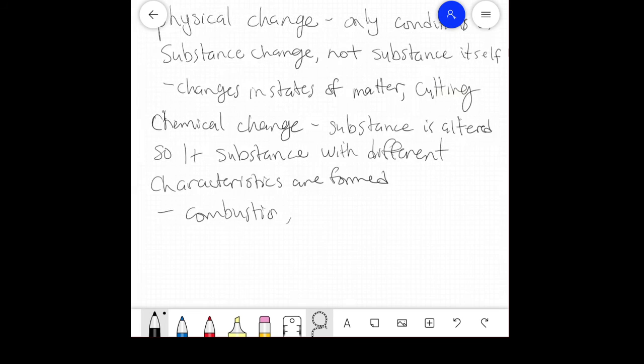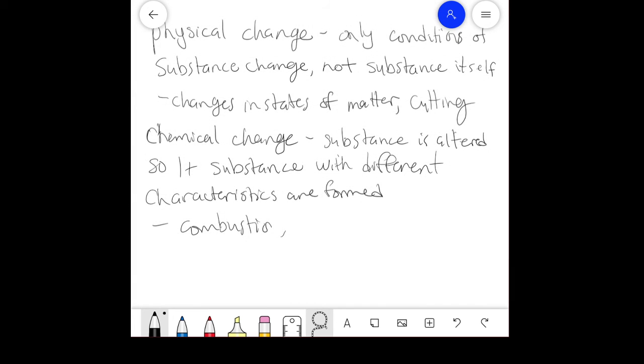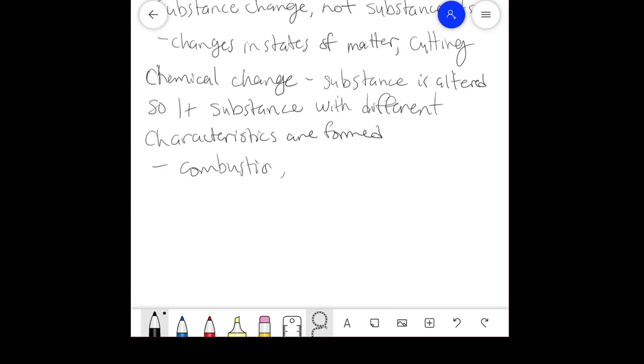A physical change would be ice melting. You've gone from solid form to liquid form. But a chemical change would be burning paper. You started with solid paper and now you have ash.